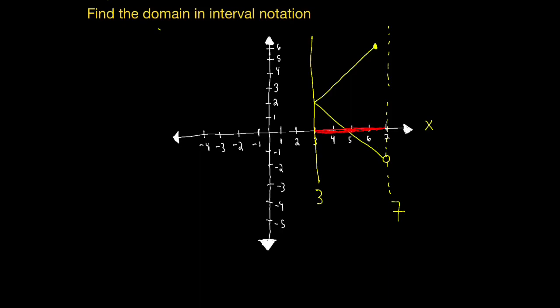In order to do that, I'm going to use the endpoints 3 and 7, and then I'm going to use a set of brackets and parentheses. So the domain of the graph is going to be 3, 7. For the 7 I'm going to use a parenthesis, and for the 3 I'm going to use a bracket. The bracket comes from the fact that this was a closed circle, and the parenthesis comes from the fact that this was an open circle. So let's attempt one more.